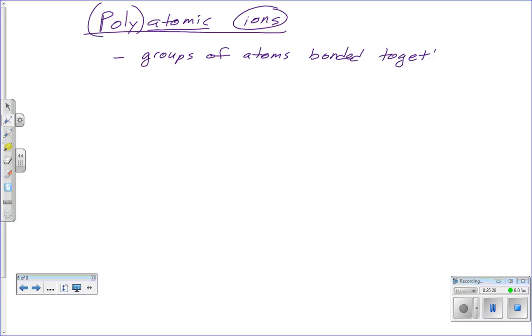They bond together by what are called covalent bonds. We'll talk about those more later. So groups of atoms bonded together that carry an overall charge.